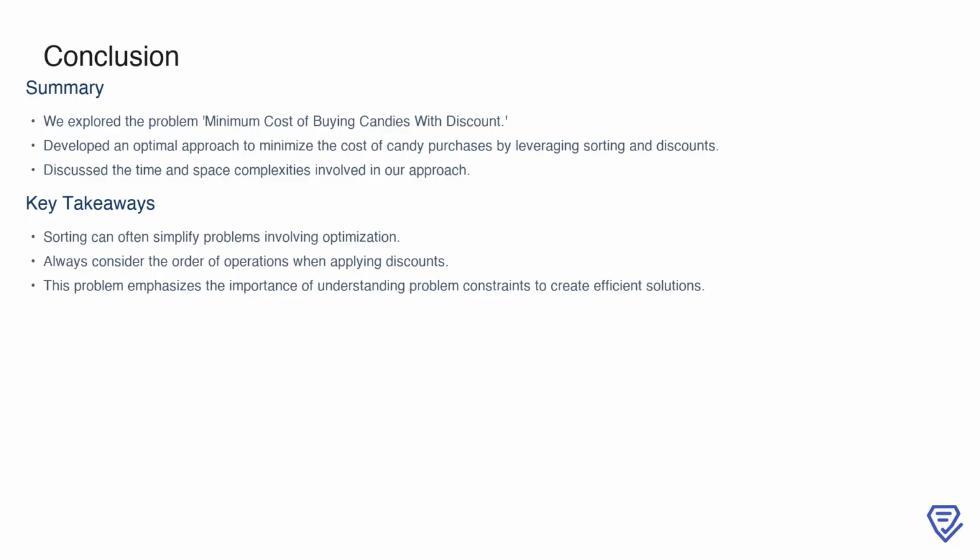Great job! We've successfully solved problem number 2144, minimum cost of buying candies with discount. To recap, we focused on developing an optimal solution by sorting the candy prices and systematically applying the discount. This approach highlighted how sorting in order of operations can significantly improve efficiency.